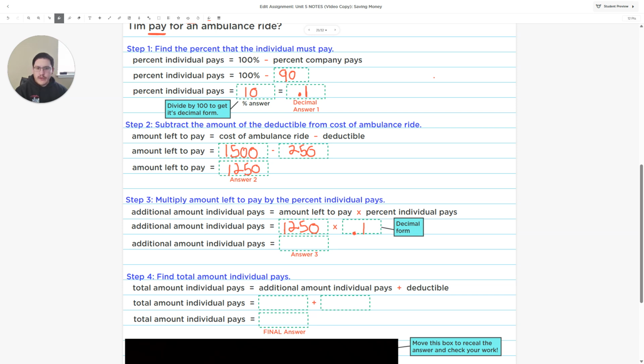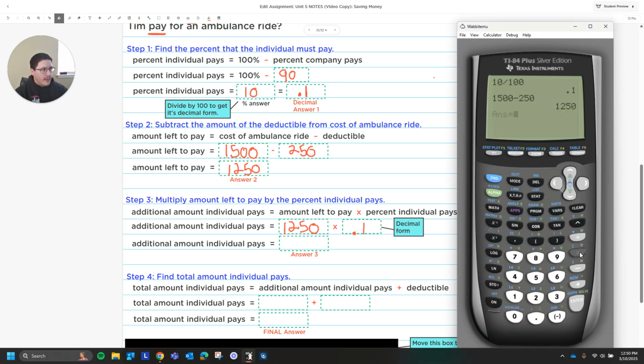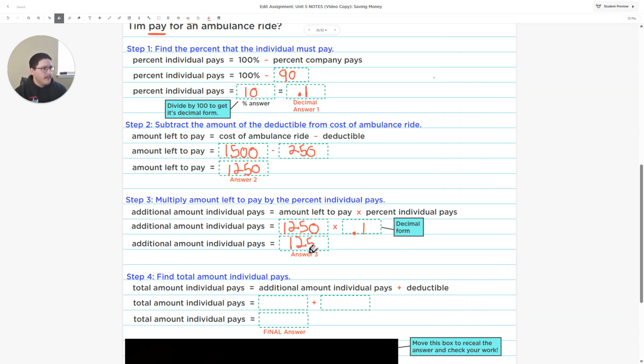And I think that'll be 125, but let's check. So multiply this by 0.1, 125, right? Okay, so this is what Tim is responsible for. The insurance company pays 90% of it, and Tim only has to pay 10%, which is $125.